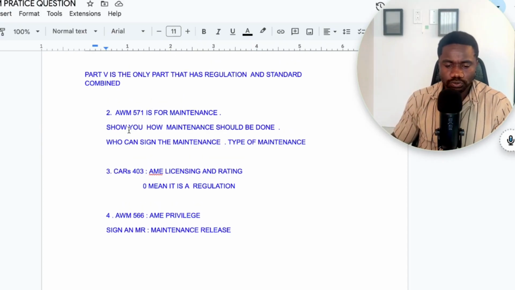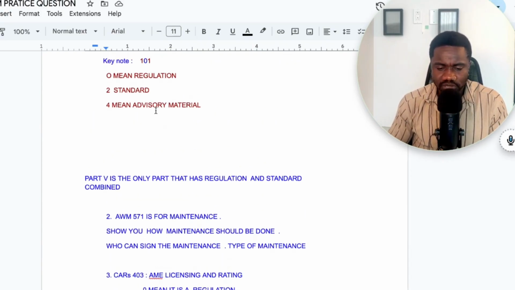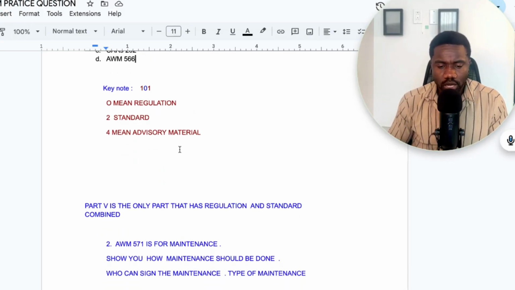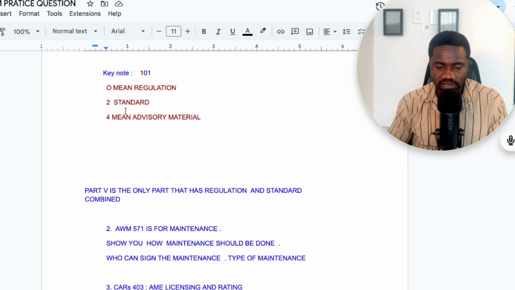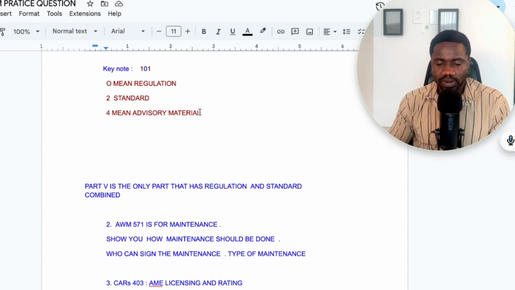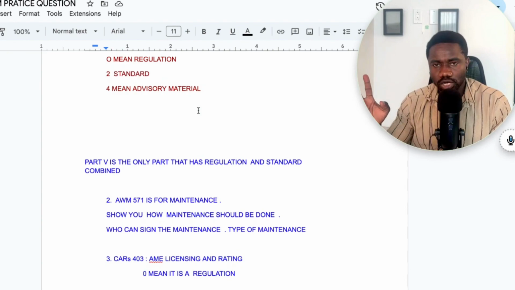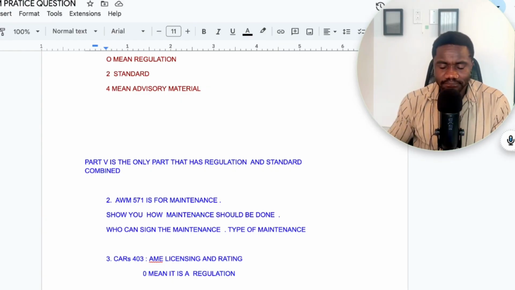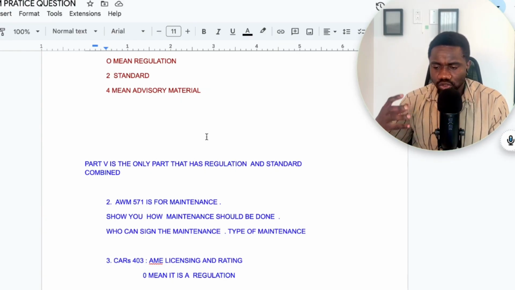So when it comes to, hopefully you guys understand, I try to keep it as simple as possible. I'm just gonna go back to do a summary of the key stuff you guys got to understand. When it comes to the middle number, you have 0, 2, 4, right? 0 is for regulation, 2 is for standard, 4 is for advisory material, right? When it comes to the CARS, there are 7 CARS parts, right? I love when you guys memorize it because it's way easier for you to remember, right? And for AME license, you just gotta focus on CARS 403, which tells you the AME licensing and rating, right?